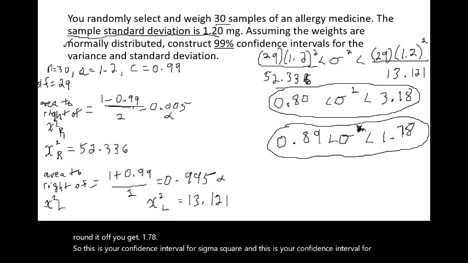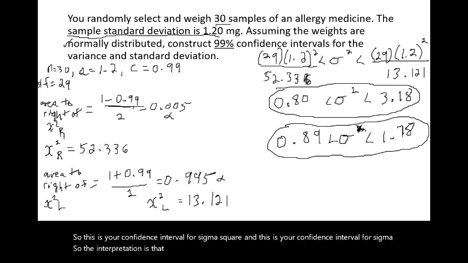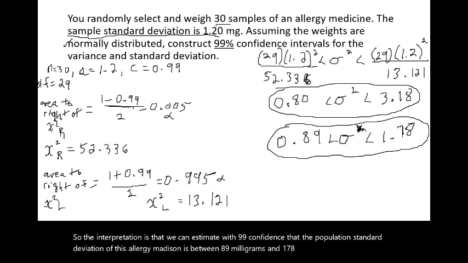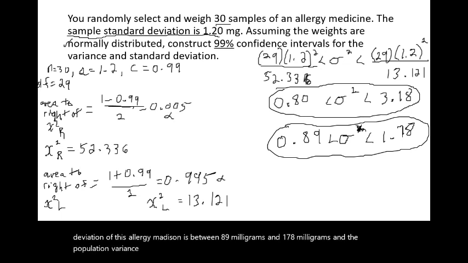So the interpretation is that we can estimate with 99% confidence that the population standard deviation of this allergy medicine is between 0.89 milligrams and 1.78 milligrams, and the population variance for this allergy medicine is between 0.8 milligrams and 3.18 milligrams.